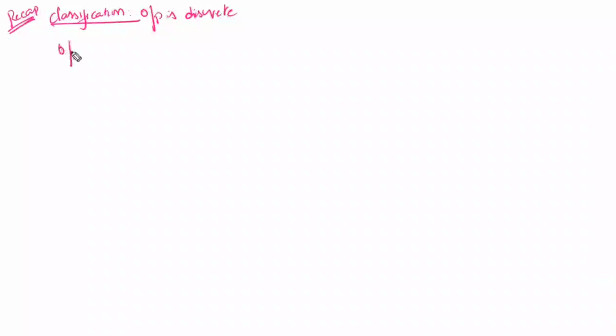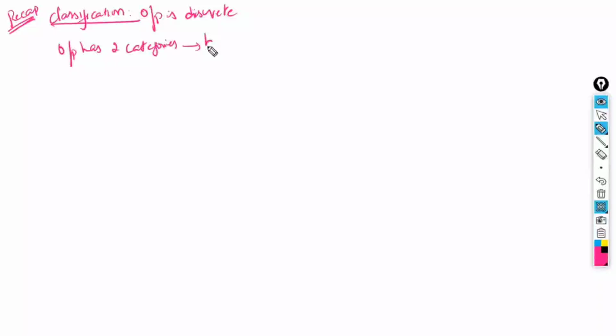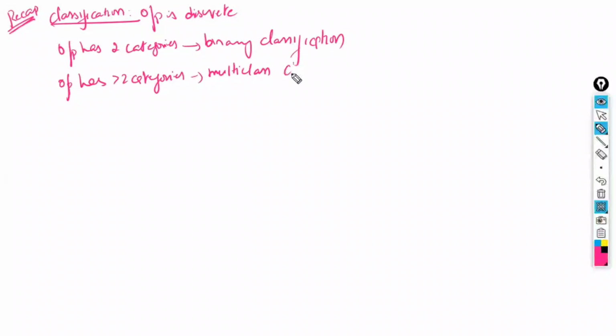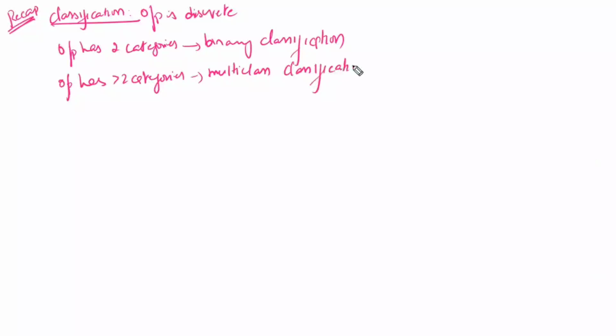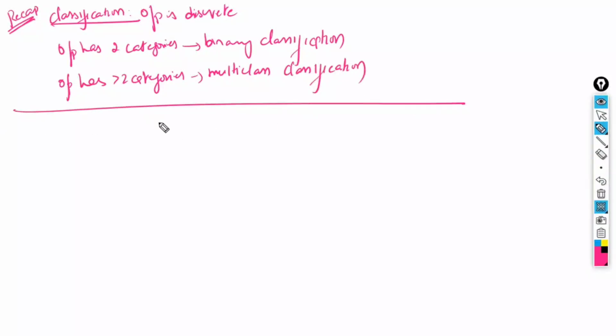If an output variable has two categories, it is called a binary classification problem. If the output variable has more than two categories, then it is called a multi-class problem. Right? Now, within that, we have discussed accuracy, misclassification rate, precision, recall, true positives, true negatives, false positives, false negatives, all these things.